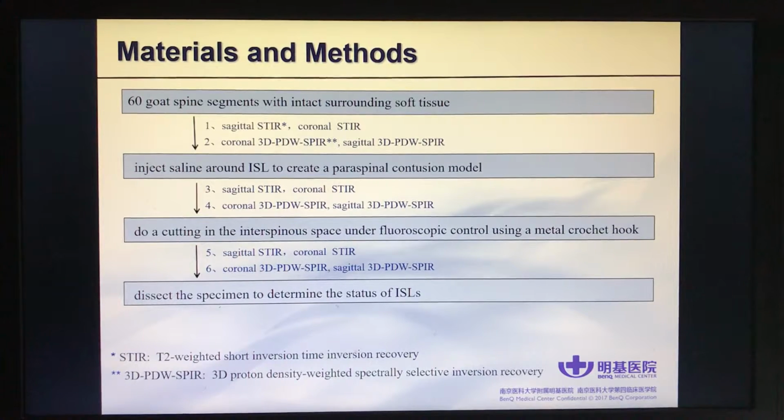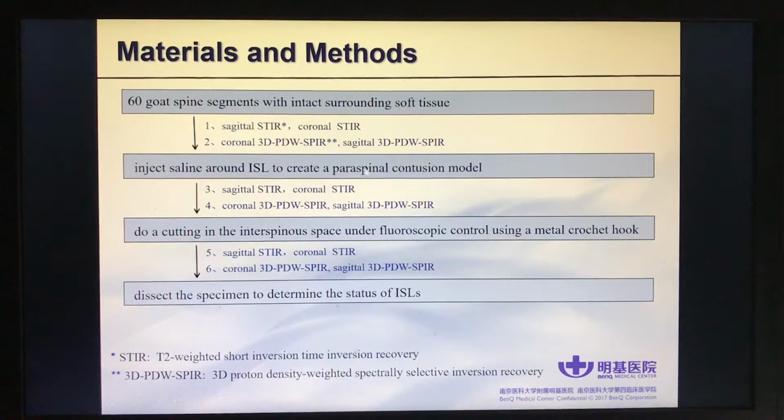Materials and methods. We used 20 freshly harvested goat spine samples with 60 segments with intact surrounding soft tissue. All the segments underwent sagittal and coronal STIR scans, as well as coronal and sagittal 3D PD SPACE scans. All the images were acquired using a 1.5 Tesla MR scanner.